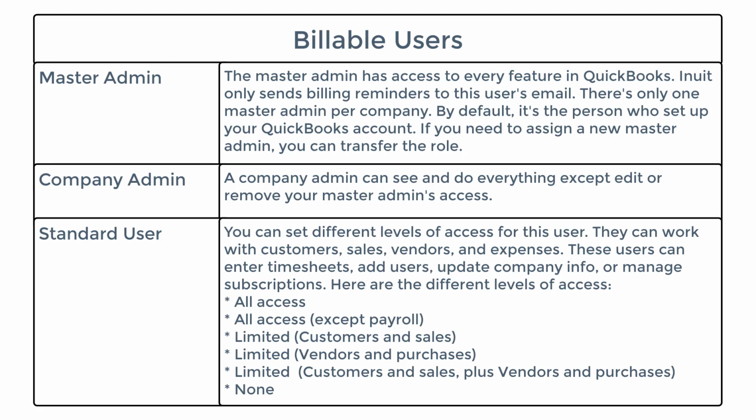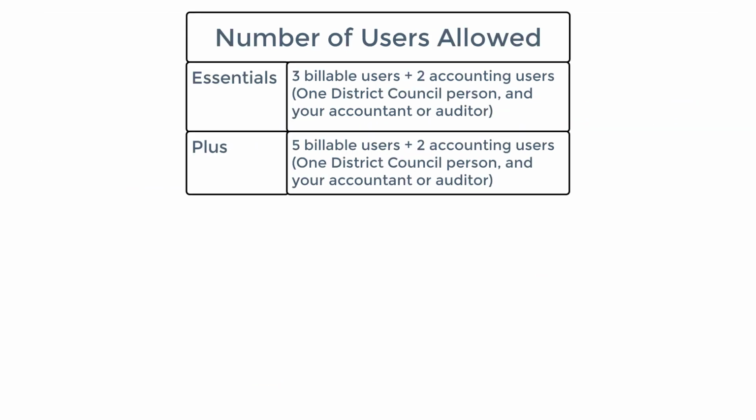Before I demonstrate how to add a user, let's talk about how many users you're allowed to have. The number of business users allowed varies per QuickBooks Online subscription selected. If you have the Essentials subscription, you are allowed 3 users. If you have the Plus subscription, you're allowed 5 users. You are also allowed to invite 2 accounting professionals that don't count against this user count.